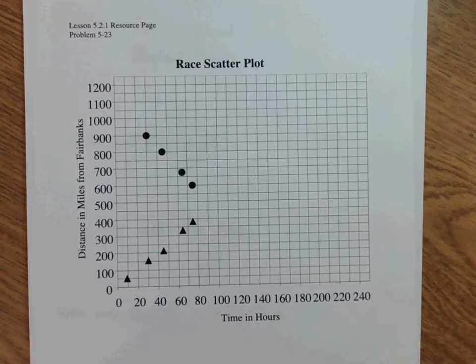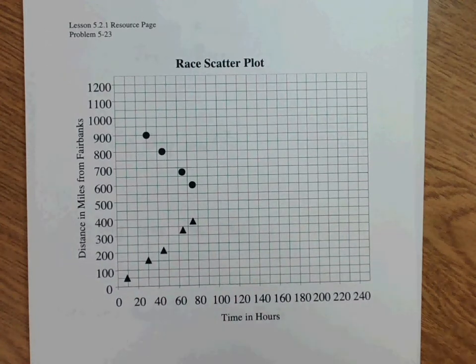Problem 523 is an introduction to systems of equations, and it's kind of a neat story problem. It's a dog sled race, and this is the resource page that they give us to mark up and draw on. It says the sled drivers, known as mushers, start their dog sleds at Fairbanks, Alaska, and ride through the snow for several days until they reach Nome, Alaska.